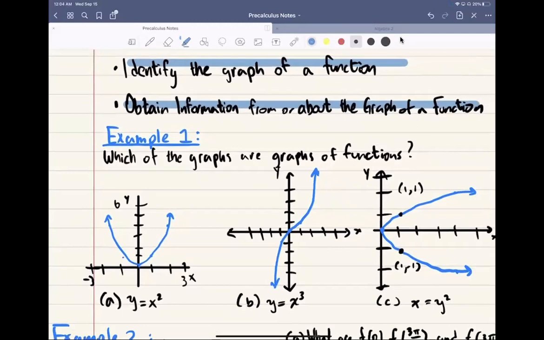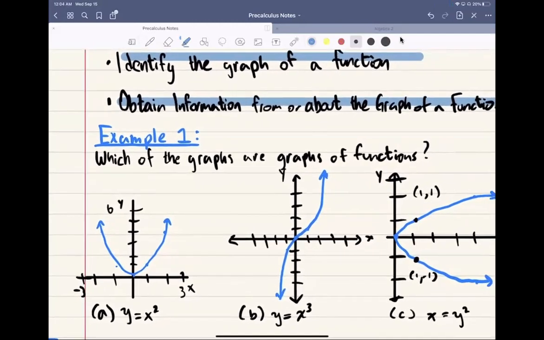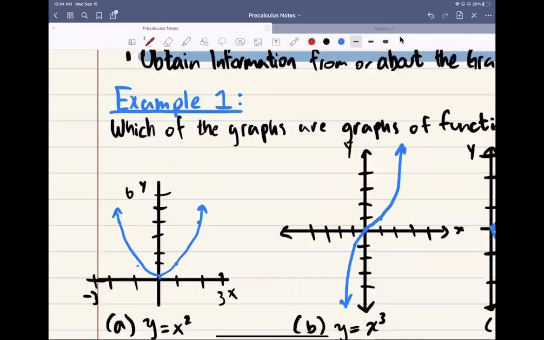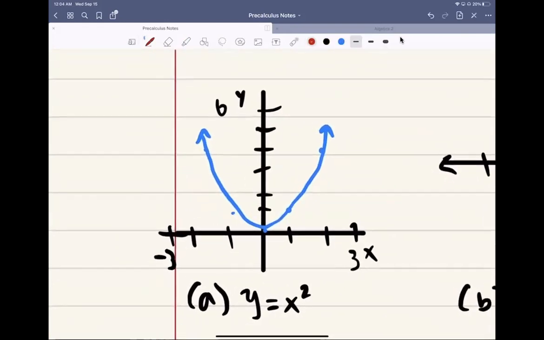Which of the graphs are the graphs of functions? So for these first three examples, it's very easy to tell what's a function. We're going to be doing what's called the vertical line test. So let's look at problem A. We have this function here, and we want to determine if it's a function. How do we determine if something's a function? Our goal is just to draw a vertical line.